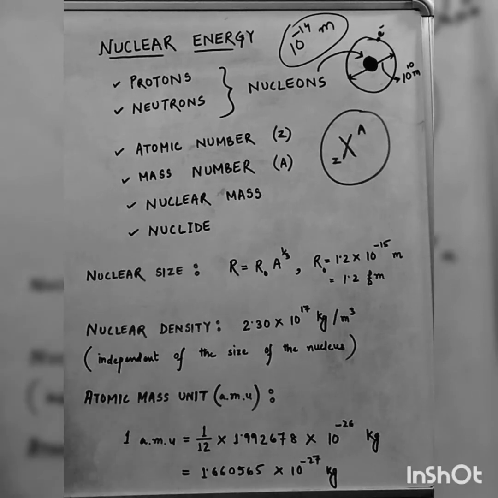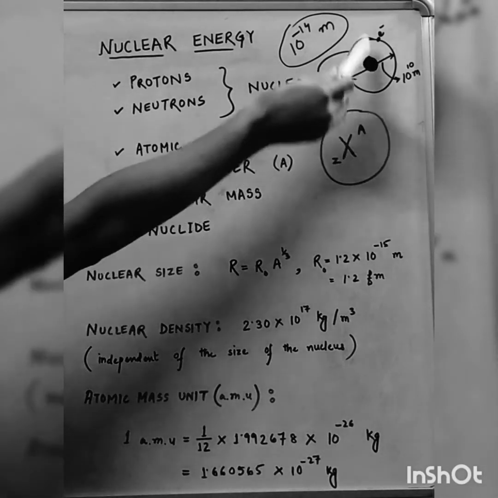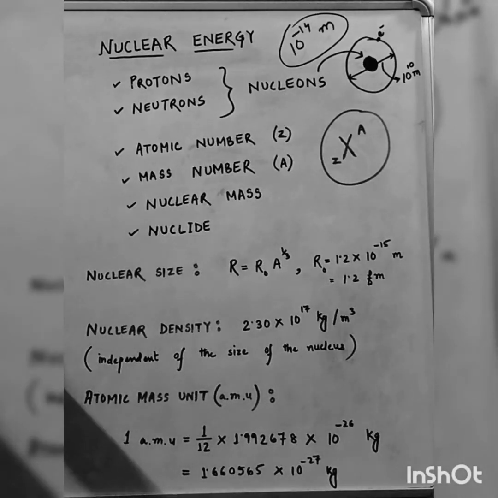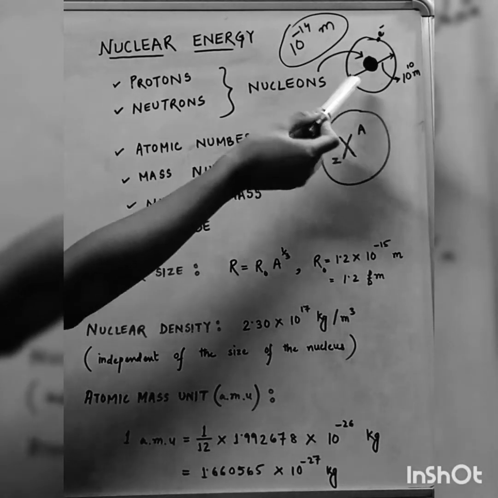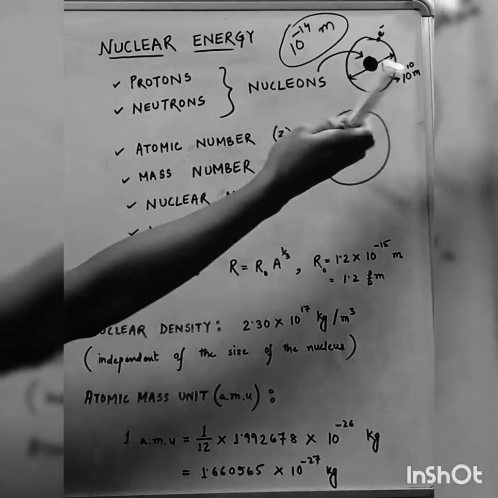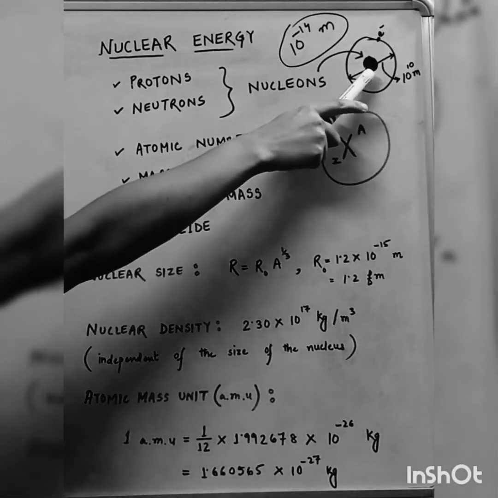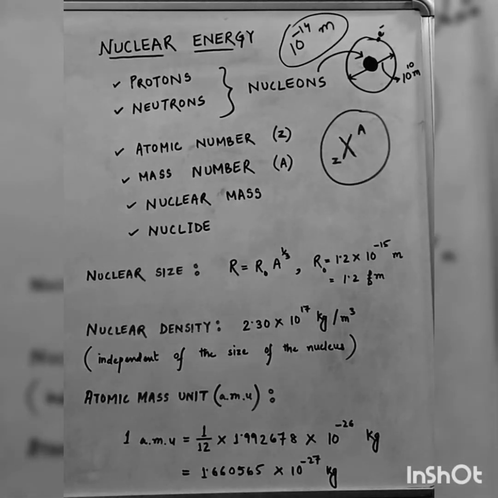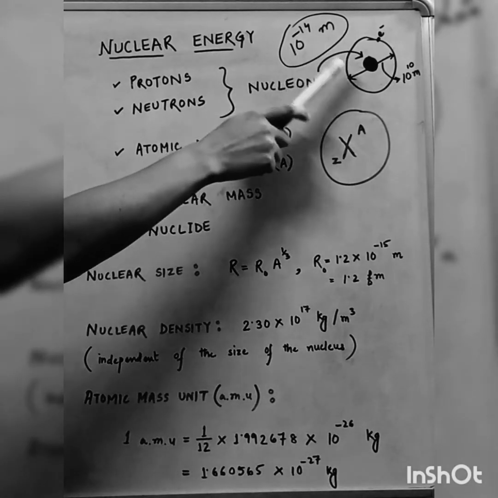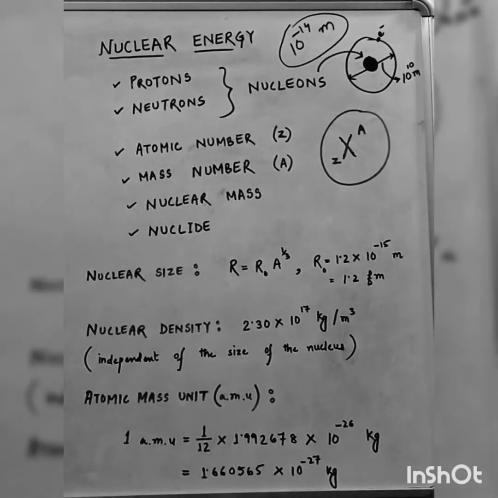So, Rutherford said that the entire positive charge of an atom, and almost all the mass of the atom, is concentrated in a volume called the nucleus. Also from Rutherford's experiment, it was found that the nuclear size is of the order of 10 to the power minus 14 meter. What is the size of the nucleus? Around 10 to the power minus 14 meter.